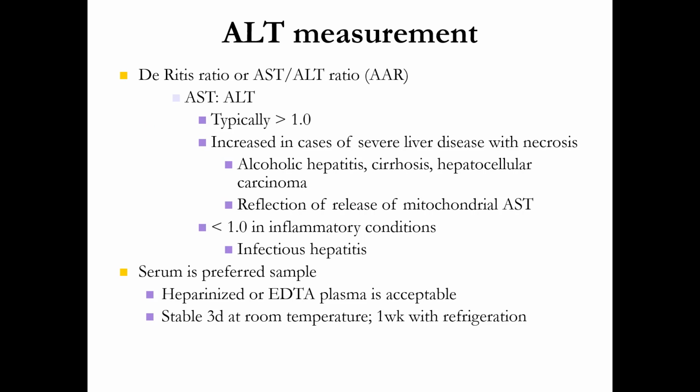ALT measurement, the de Ritis ratio or AST to ALT ratio. AST to ALT is typically greater than 1, increased in cases of severe liver disease with necrosis, alcoholic hepatitis, cirrhosis, hepatocellular carcinoma, reflecting release of mitochondrial AST. It's less than 1 in inflammatory conditions like infectious hepatitis. Serum is the preferred sample. Heparinized or EDTA plasma is acceptable. It's stable for 3 days at room temperature and 1 week with refrigeration.